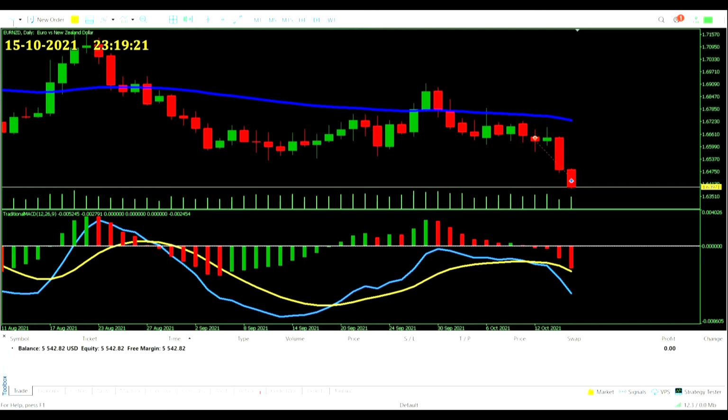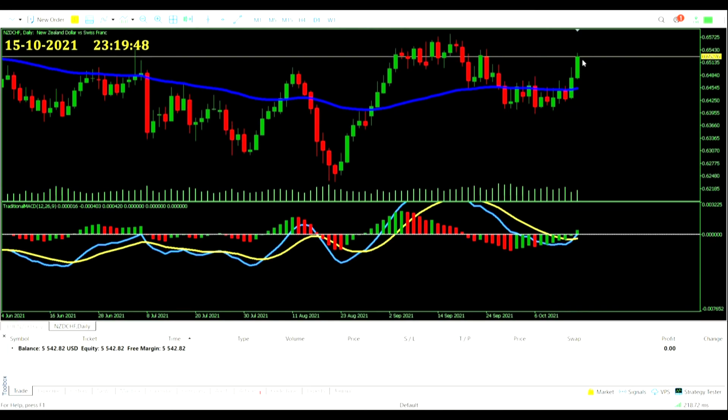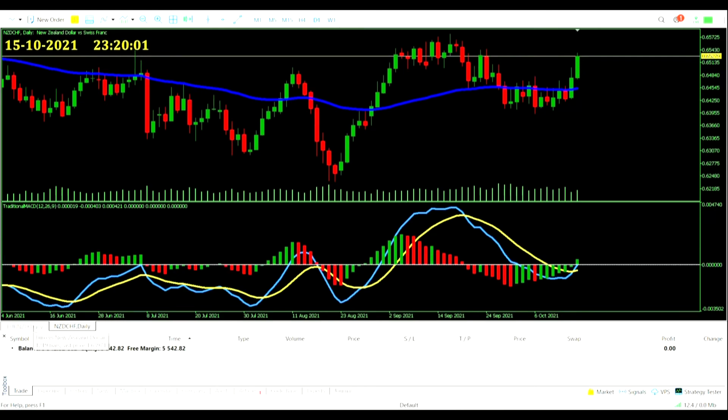So let's see if we can find some. And it didn't take long. We've got a signal on the New Zealand dollar Swiss franc. When we were selling off the euro, we were going in favor of the New Zealand dollar. And as this one will be against the Swiss franc, it's a pretty similar signal. Still a signal though. See if we've got any other entries out there, or we will be in on this one.